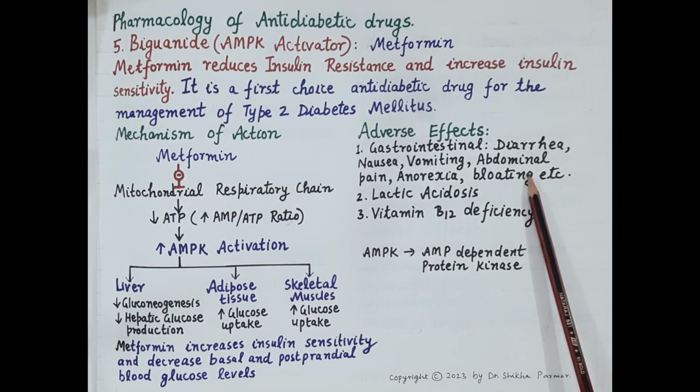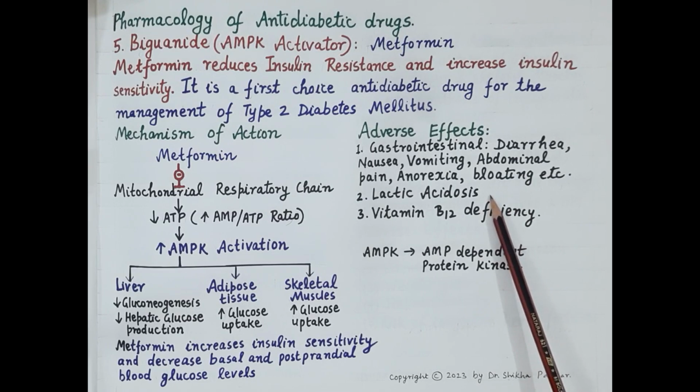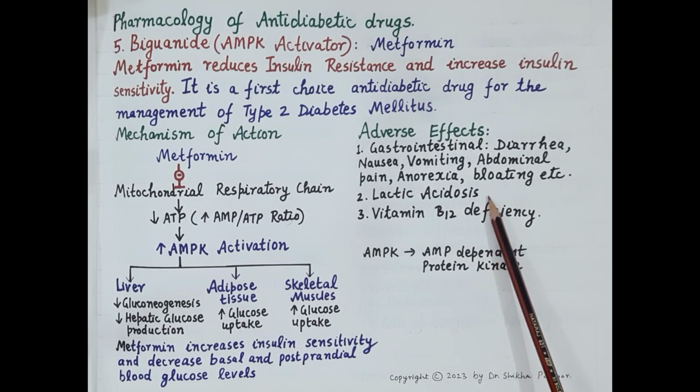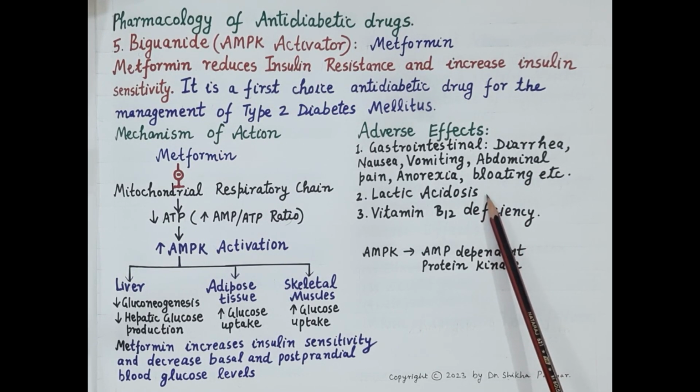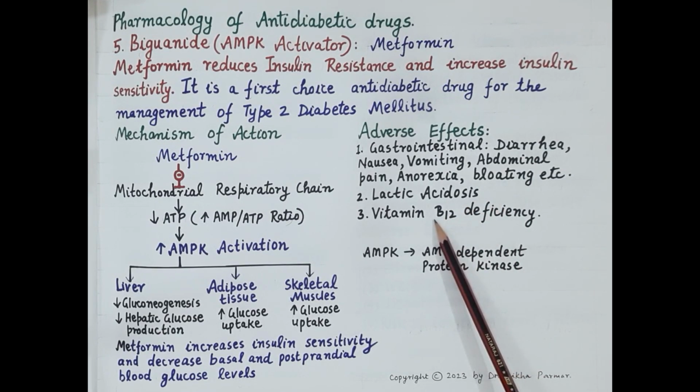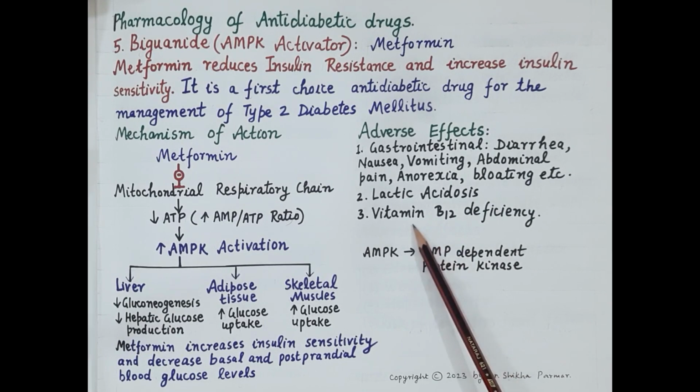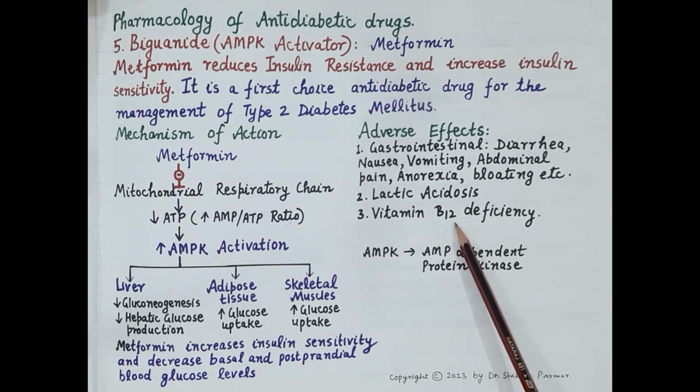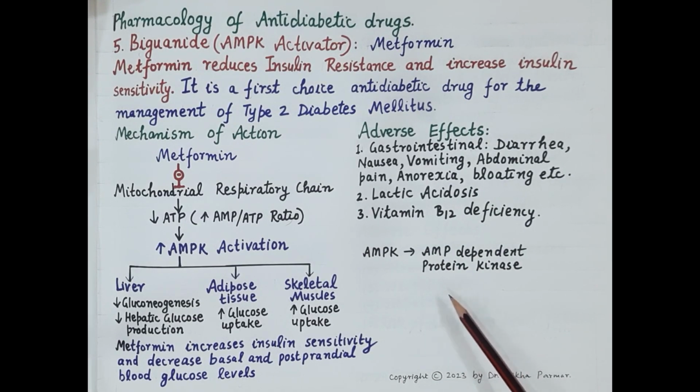Now, these gastrointestinal adverse effects can cause weight loss in the patient. Then another adverse effect is lactic acidosis, which is rare but which can be serious. Now, long-term use of metformin can cause deficiency of vitamin B12. So, this is in brief pharmacology of metformin.